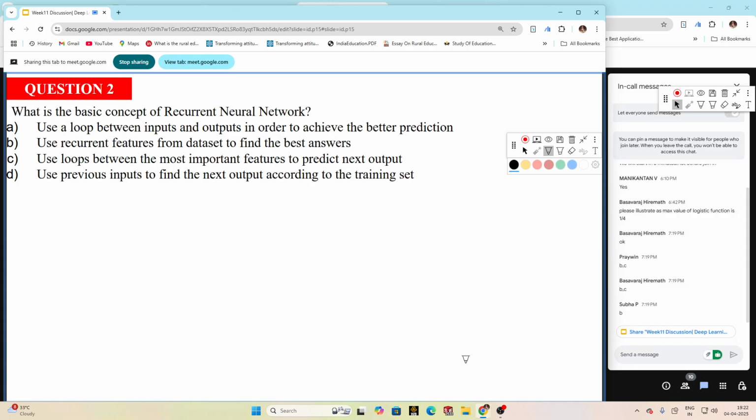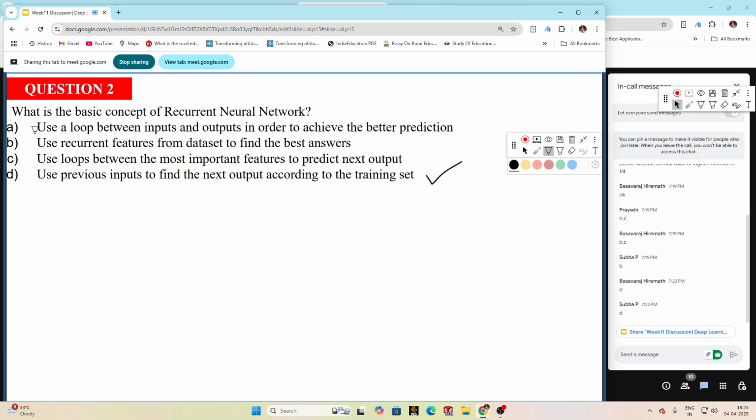Now let's move on to the next question. What is the basic concept of recurrent neural network? A, use a loop between input and output in order to achieve better prediction. B, use recurrent features from the dataset to find the best answer. C, use loops between most important features to predict the next output. And option D, use the previous input to find the next output according to the training set. So option D is correct.